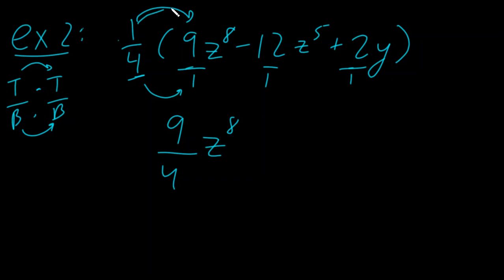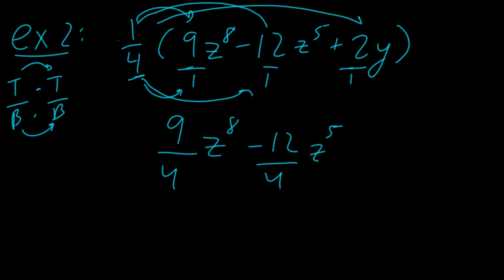Now how about right here? We have 1 times negative 12 is negative 12 over 4 times 1, which is 4z to the 5th. And lastly, we have 1 times 2, which would be 2 over 4 times 1, which is 4y. Now from here you might think that you're done, but remember with fractions, we always have to reduce.